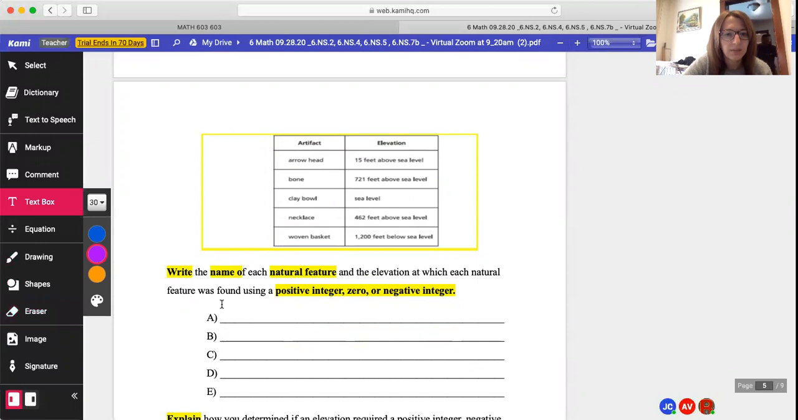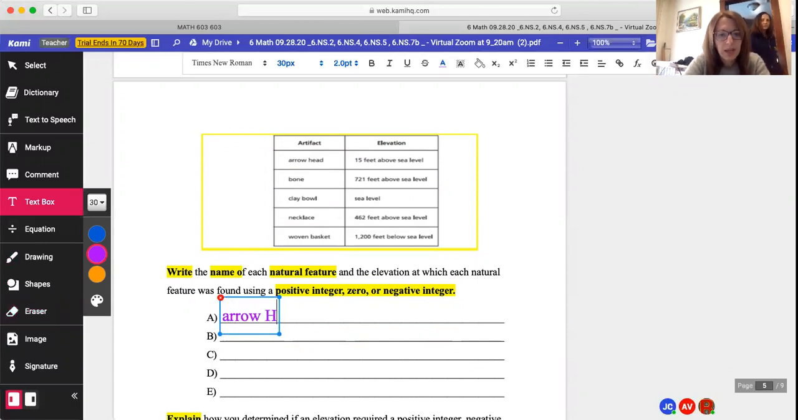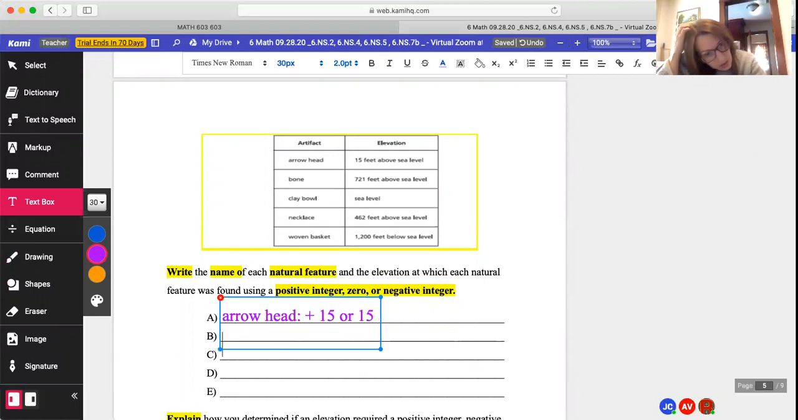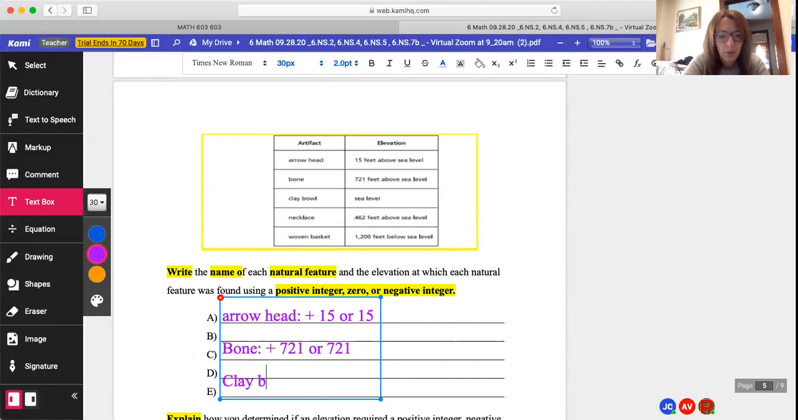So let's look at it. Arrowhead. We have arrowhead. We got 15 feet above. Above is a positive number. Next, bone. Bone says above. Above is positive. 721. Clay bowl. Here we go. Sea level means 0.